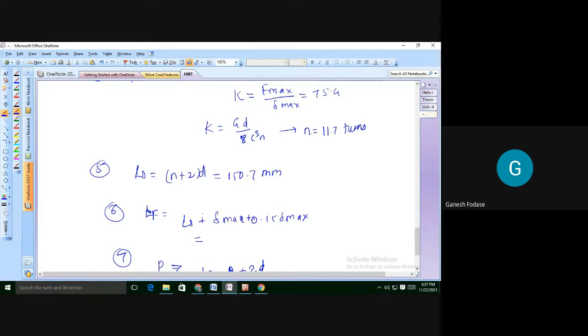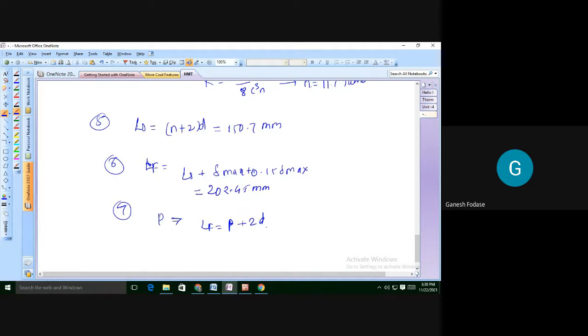Okay, I think you are not moved. LF free length is 202.45. And from this LF you get value of pitch, and pitch is equal to 15.42 mm. So just formula based numericals are there in the spring topic. I hope you understand these two numericals. Just practice this kind of numericals.